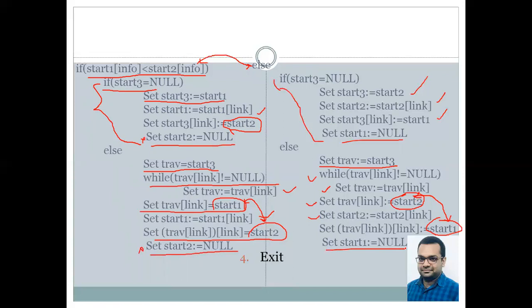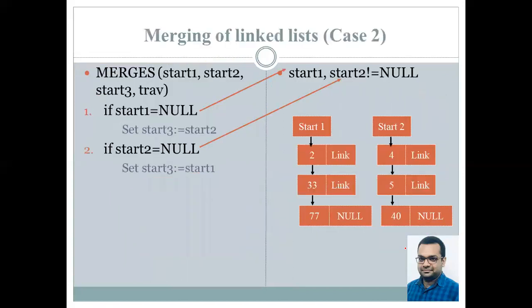Now this is the algorithm, seems quite complicated. Let us try to understand it with a simple example. Say suppose we are given these two linked lists. You can see these are in sorted order. Now we have to merge them and bring out a common linked list. So in the first step, you can see that start 1 and start 2, none of them are null. So none of these statements are going to get executed.